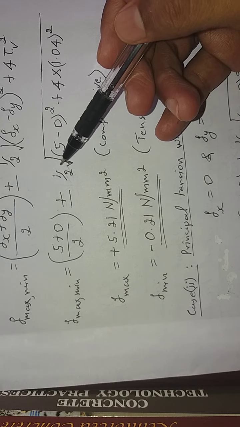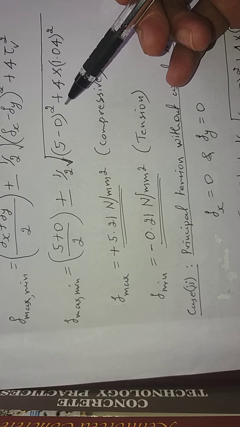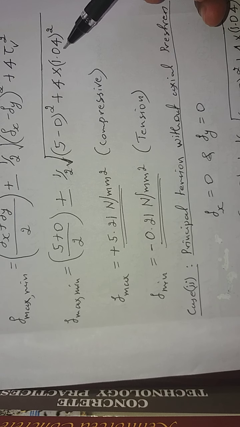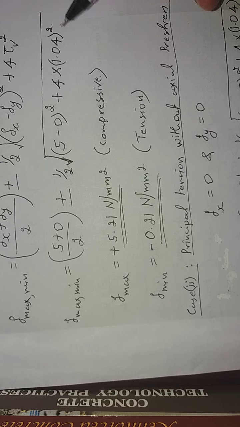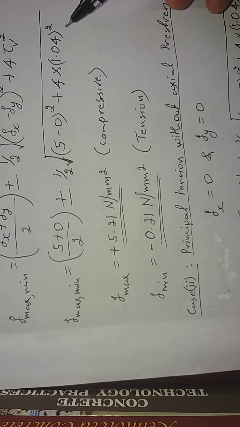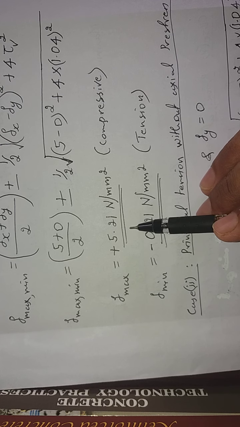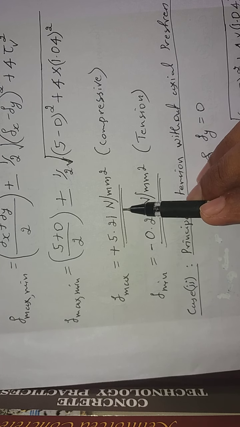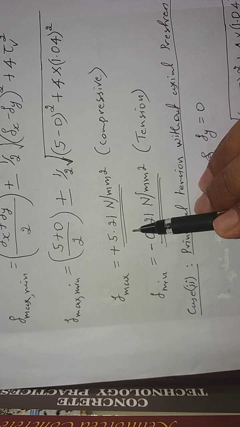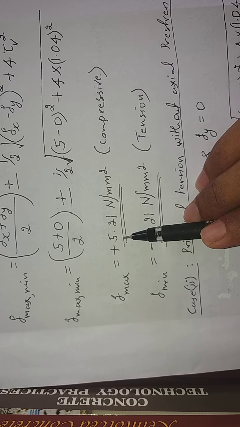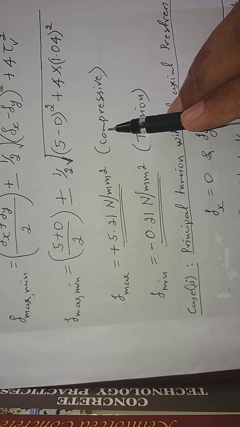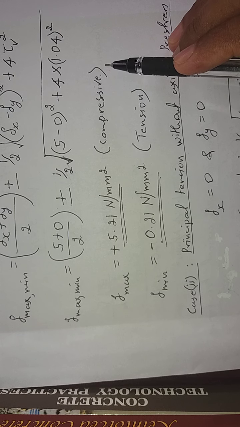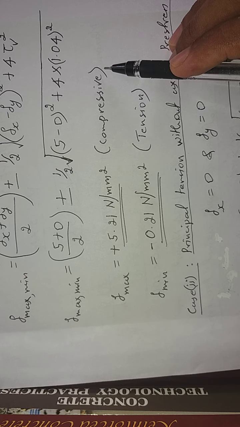Half plus or minus half square root of (5 minus 0) whole square plus 4 times (1.04 square) whole square. That is nothing but the shear stress we calculated earlier, which you have to substitute here. F maximum is equal to plus 5.21. If you use a plus sign here, you will be getting the answer as 5.21 Newton per mm square. Because it is positive, it is compressive in nature, or you can say compression.